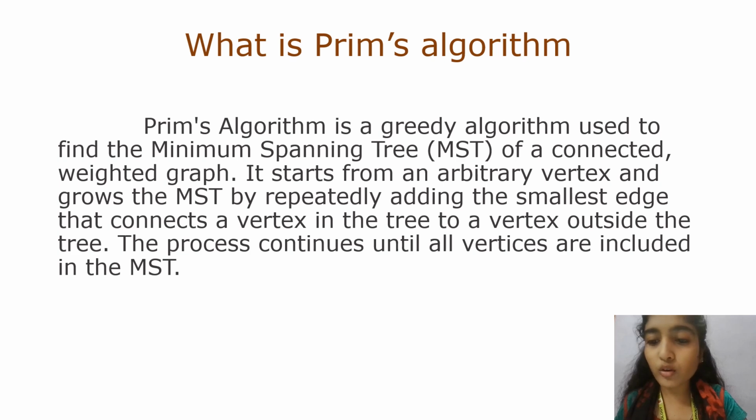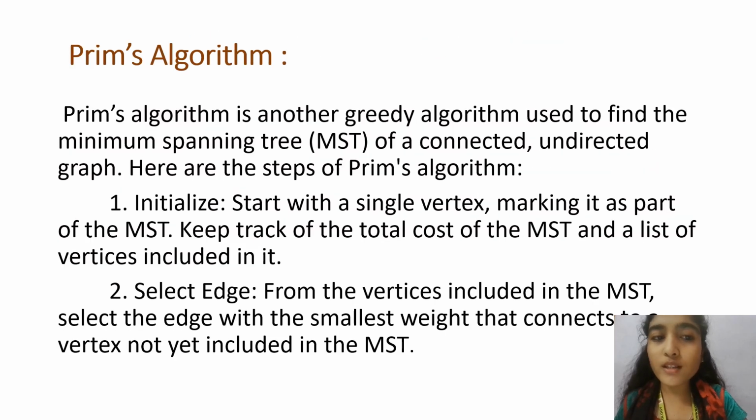So we have known the definition. Moving to its algorithm steps. Prim's algorithm is a greedy algorithm used to find the minimum spanning tree, as I have said in the previous definition. Here I have presented a step-by-step process to know keenly about Prim's algorithm. The first step is initialize. Start with a single vertex, marking it as part of the MST. Keep track of the total cost of the MST and list out all the vertices included in it.